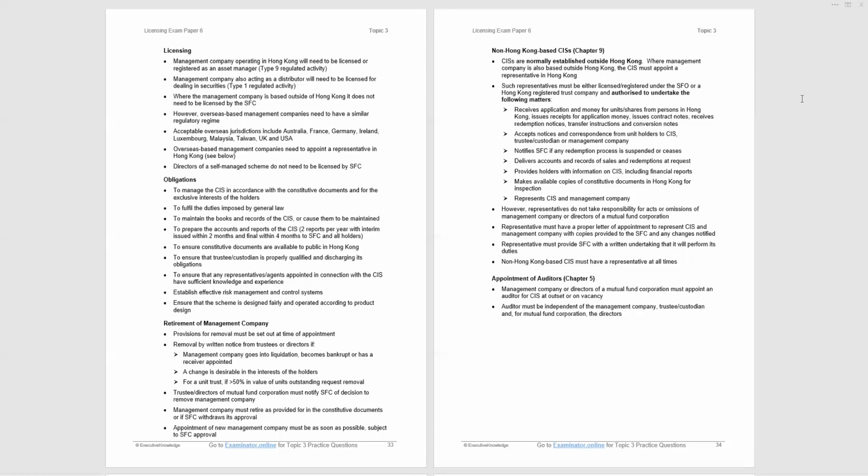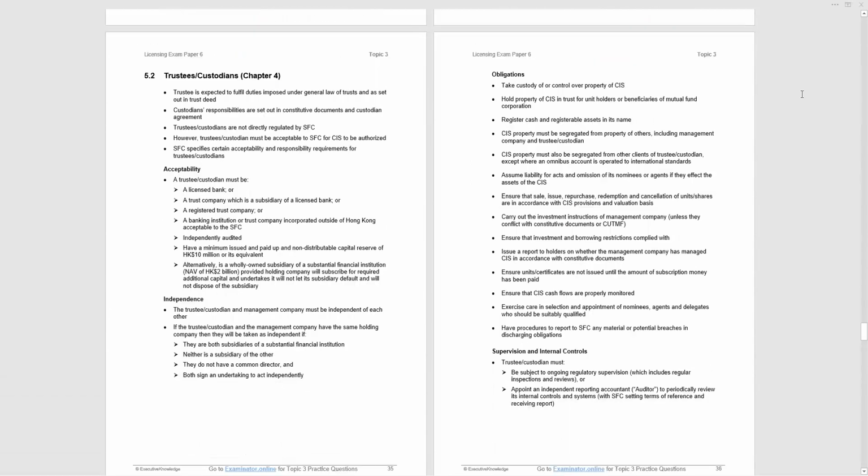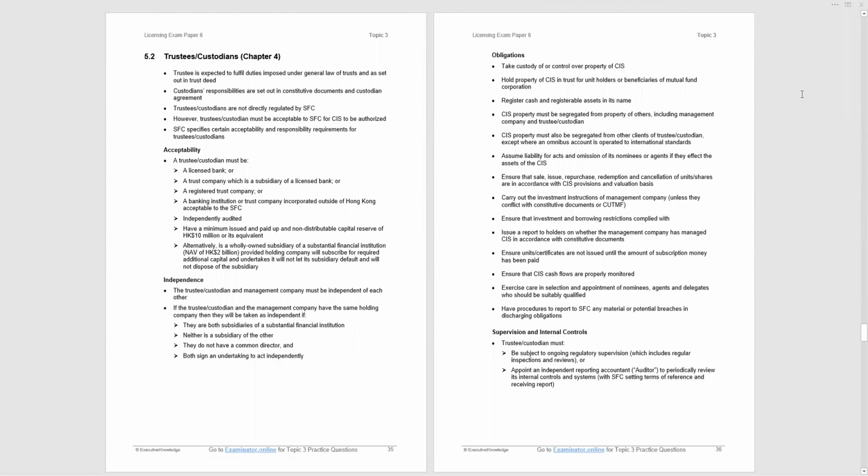And appointment of auditors, bottom of page 34, with regard to the management company or directors of a mutual fund corporation, must appoint an auditor for the scheme at the outset, or on a vacancy, when the auditor leaves or is replaced. Auditor must be independent. This is important. Auditor of a management company must be independent of the management company, trustee, custodian, and for mutual fund corporations, the directors. So independent auditors, please.